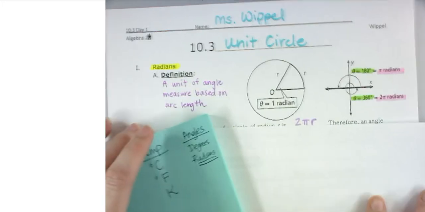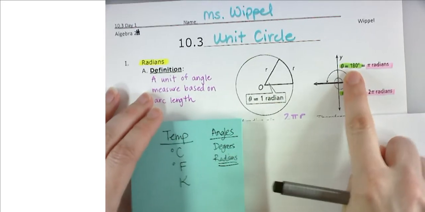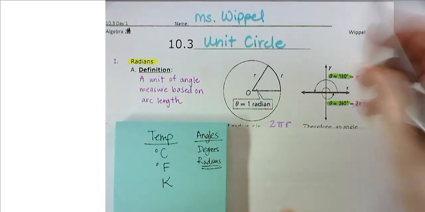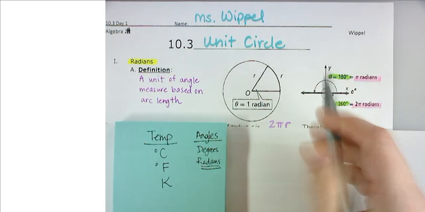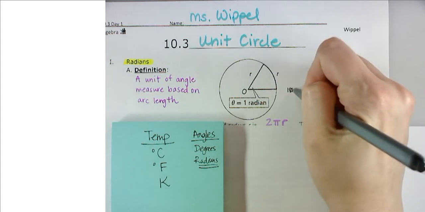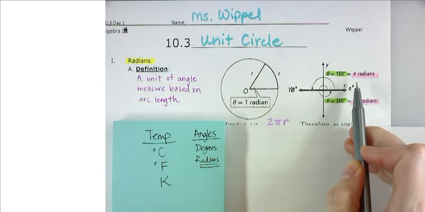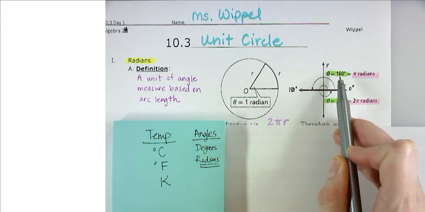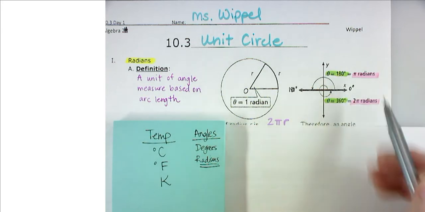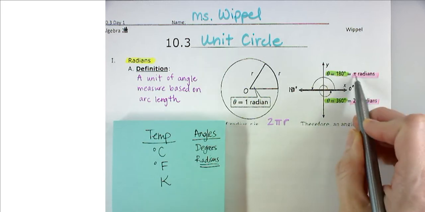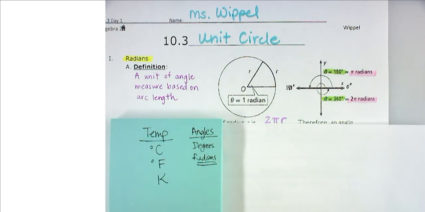So 180 degrees would start here. Remember, this is 0 degrees. This would be 0 to 180, and 180 is equivalent to pi radians. So that's your conversion rate: 180 equals pi radians. That means if you were to double it, 360, if you double pi, you would get 2 pi radians.